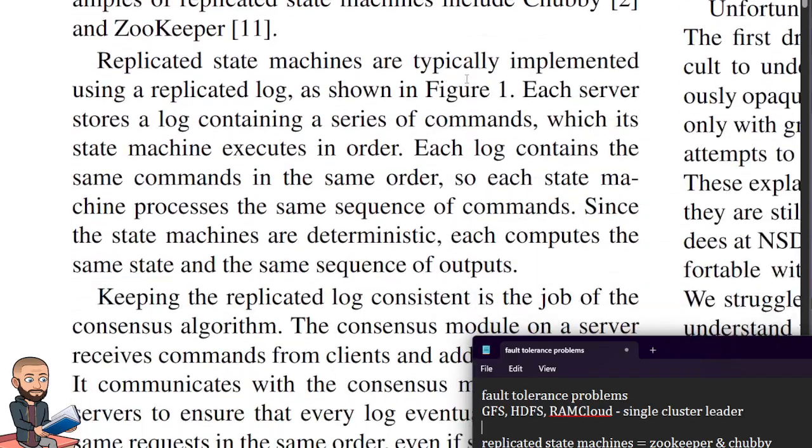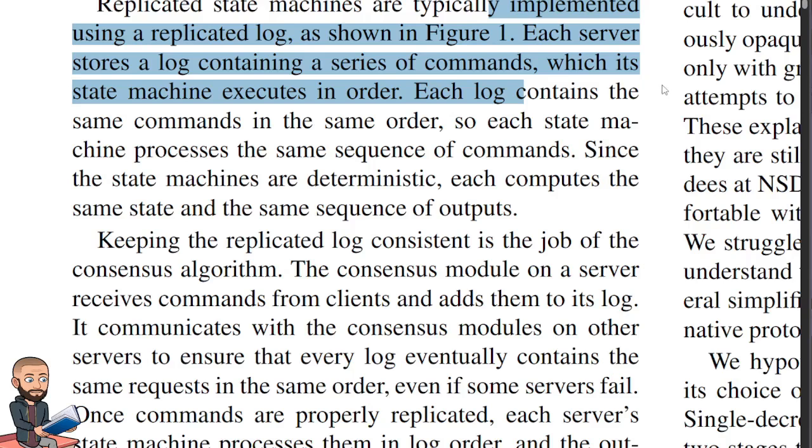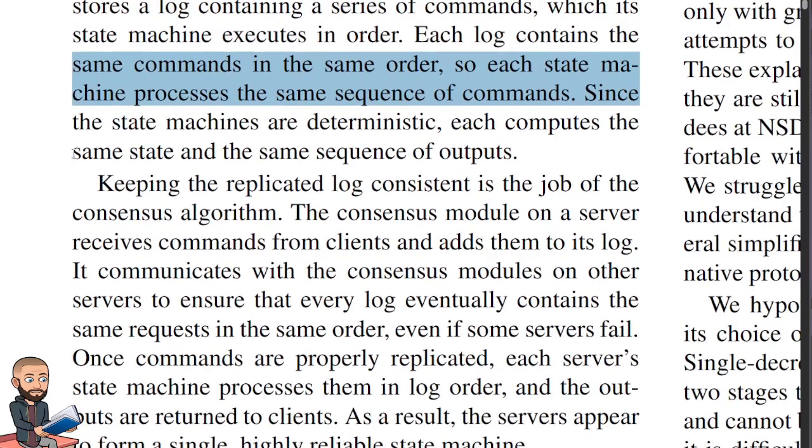Replicated state machines are typically implemented using a replicated log, as shown in figure 1. Each server stores a log containing a series of commands which its state machine executes in order. Each log contains the same commands in the same order, so each state machine processes the same sequence of commands. Since the state machines are deterministic, each computes the same state and the same sequence of outputs. Keeping the replicated log consistent is the job of the consensus algorithm.